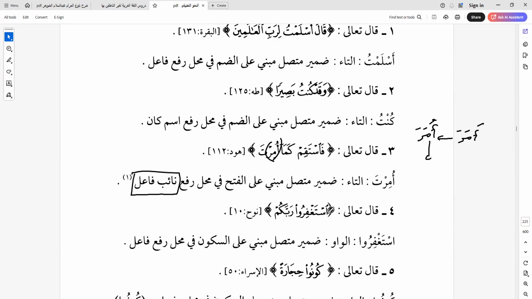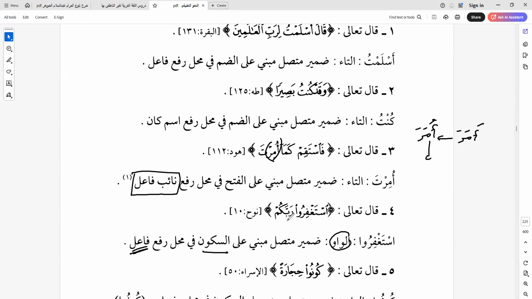قال تعالى استغفروا ربكم. Look for واو الجماعة, the و. So ضمير متصل مبني على السكون في محل رفع فاعل, because واو الجماعة is فاعل. Allah subhanahu wa ta'ala is saying استغفروا ربكم on the tongue of Noah. He's talking to the people of Noah through Noah. استغفروا ربكم, seek forgiveness from your Lord.